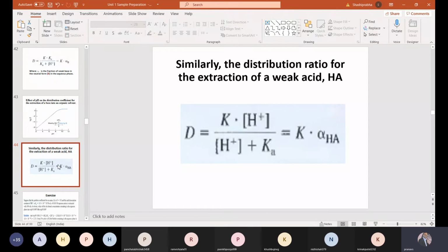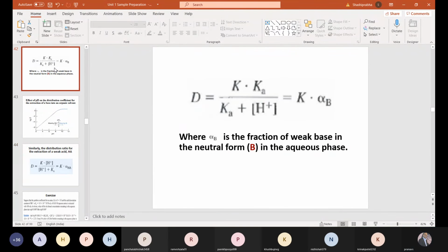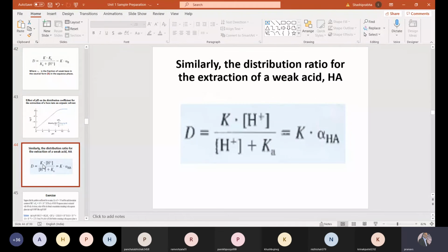D is equal to concentration of HA upon concentration of HA in aqueous plus A negative, because if it is an acid, it will give you a negatively charged species when it dissociates. So HA gives A negative plus H plus, this you are all aware of. Using that expression, if you substitute this value in this equation for D, you get the final expression, similar to the base which we just saw. For an acid, this is the final expression for a weak acid.